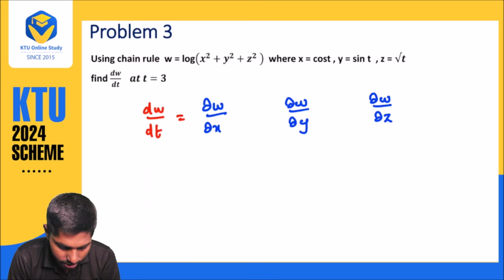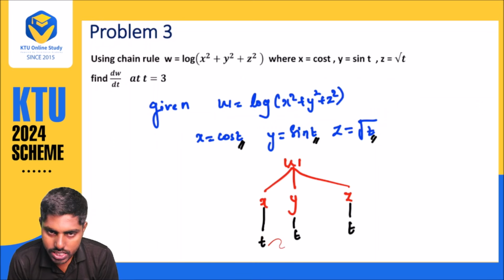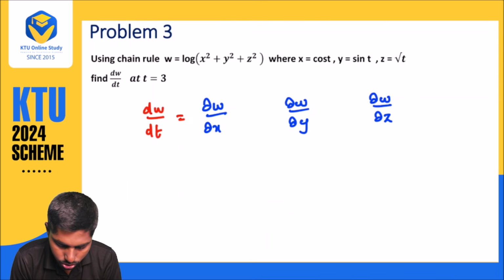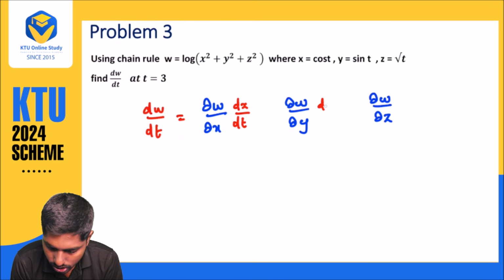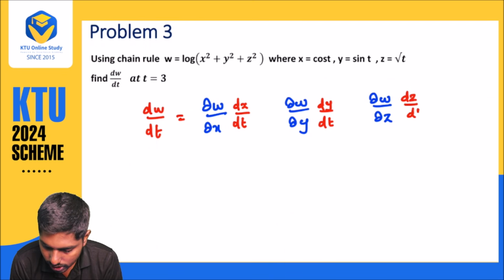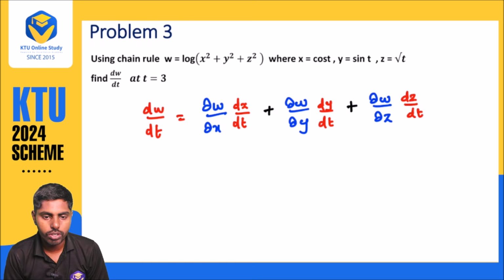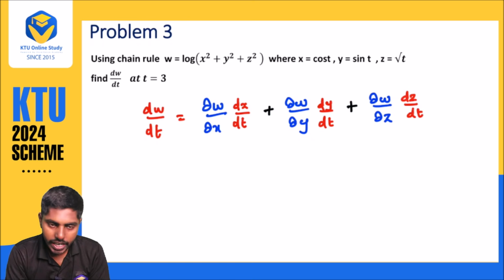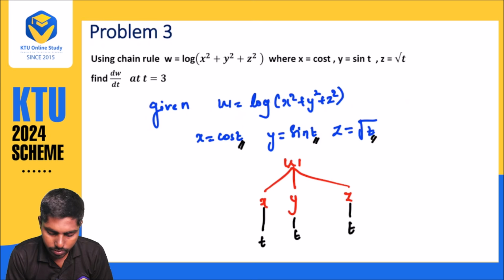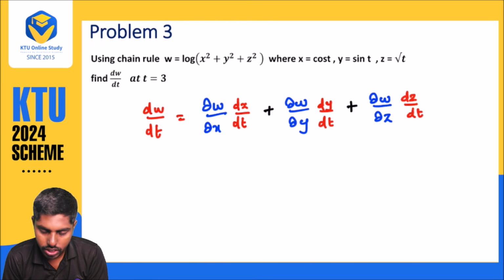And here if you see, x is depending upon a single variable, that is t, so we can say dx by dt, and here also dy by dt and here also dz by dt. So now you write the plus symbol. This is your required formula. Based on the diagram, we have arranged the formula. This is the thing you want to know.